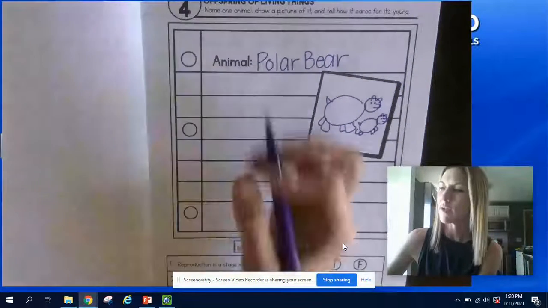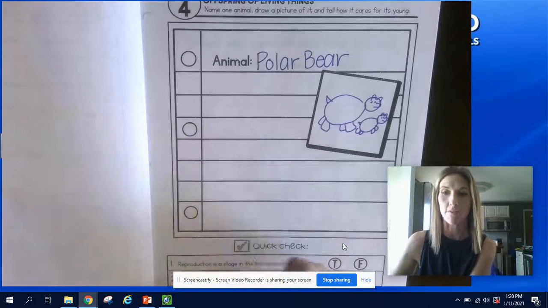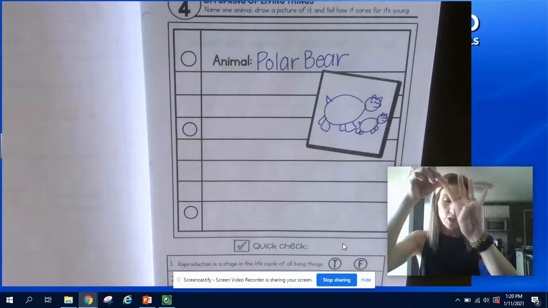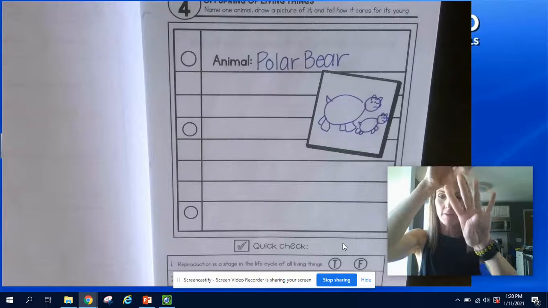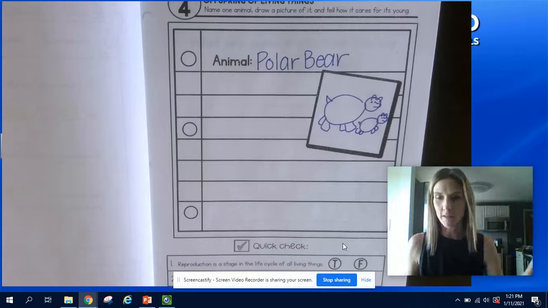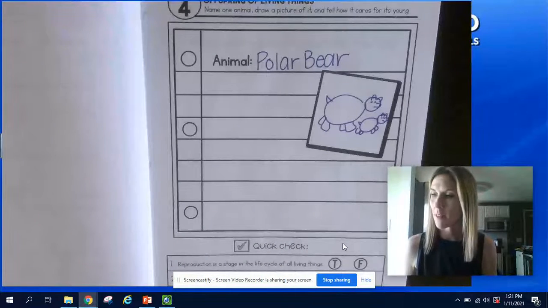And then right here, I'm going to write, how does a polar bear take care of its offspring? Remember, we talked about 4 different things: providing shelter, feeding, teaching them how to survive, and protecting them from predators. So which one of those do you think the polar bear does? And I'm going to write that down. You guys can use a different animal, all right?